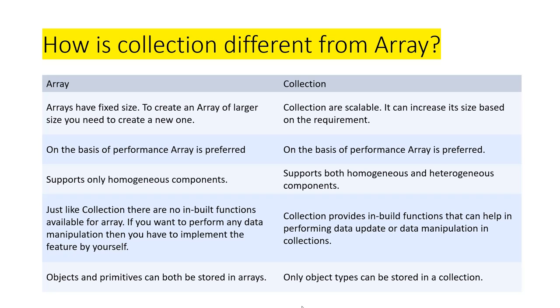Array does not provide any built-in functions. If you want to perform any operation on the data, you have to write it by yourself, and then you can execute those functions whenever required. While collection comes with lots of built-in functions like add, size, contains, remove, etc. So you can use them directly, and that increases the performance also. Array can store objects and primitive data types, while collection can only store objects. So these are the differences between array and collection. That's why you cannot use collection in place of array, or array in place of collection.